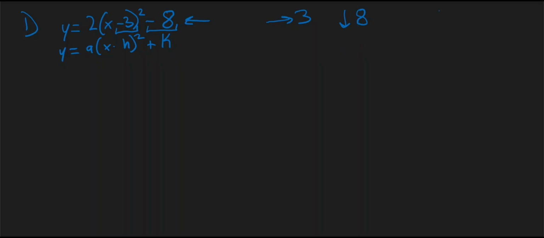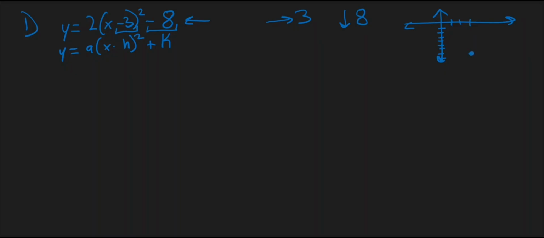And just to show you what the transformation would be, it's from the origin. If you were to shift right from the origin by 3 units, so 1, 2, 3, and then shift down by 8 units, so it's negative 1, 2, 3, 4, 5, 6, 7, 8. And that's where the vertex ends up being.